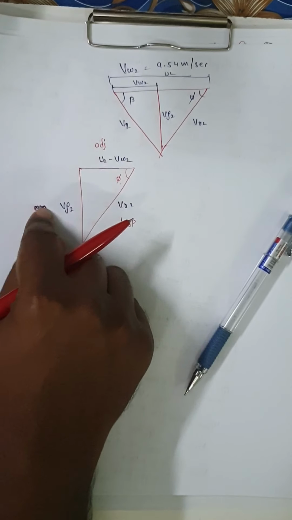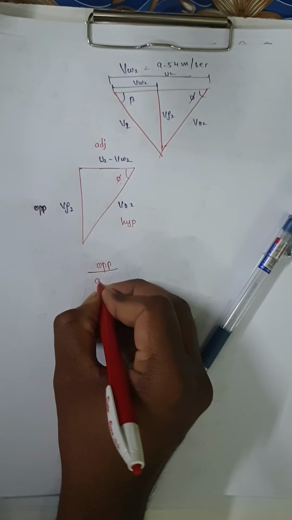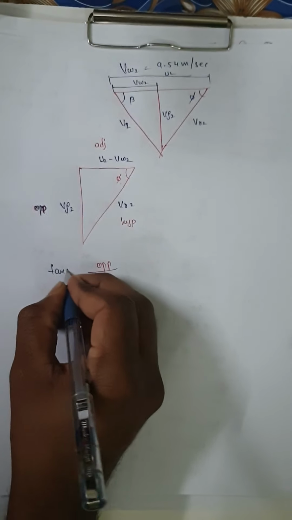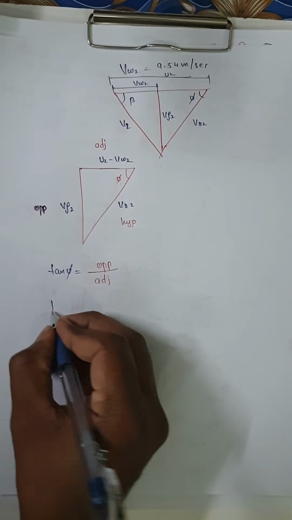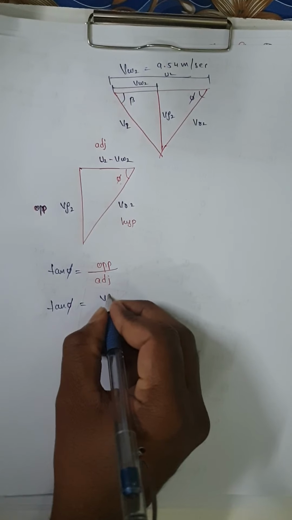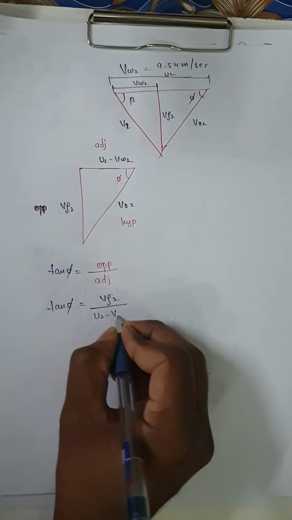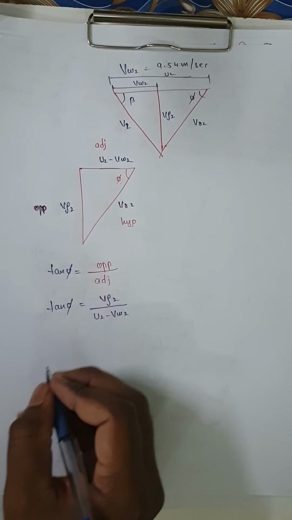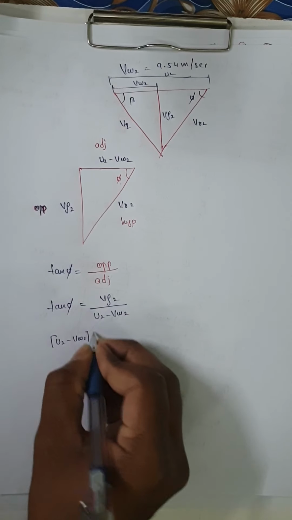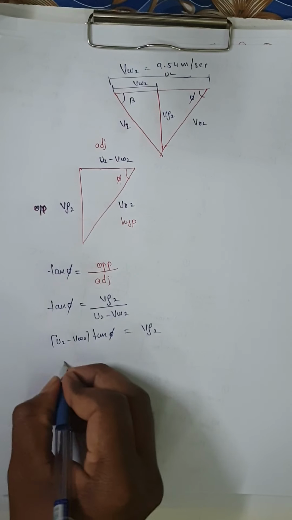So opposite by adjacent. Which theta is opposite by adjacent? Tan theta. So tan pi is equal to that. Tan pi, write down as it is. Opposite value is Vf2. Adjacent value is U2 minus Vw2. So better to go for cross multiplication: U2 minus Vw2 into tan pi is equal to Vf2.